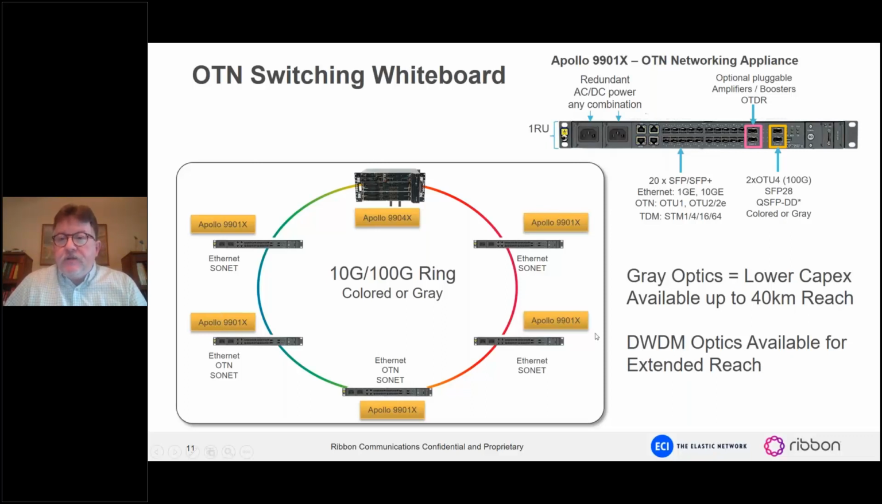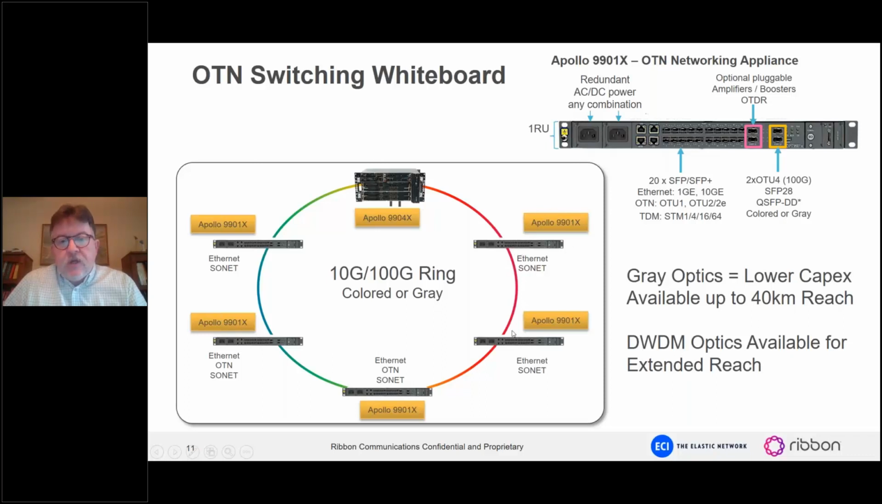So the first thing I'll direct your attention to is the orange box here. This is a pair of OTU4s, which you may recall, that's the 100 gig container. These are QSFP-DDs, and this allows us to go 100 gig both east and west out of a single chassis. So in a simple access type ring like you see here, we're going east and west out of a single shelf at an OTU4 or a 100 gig rate.